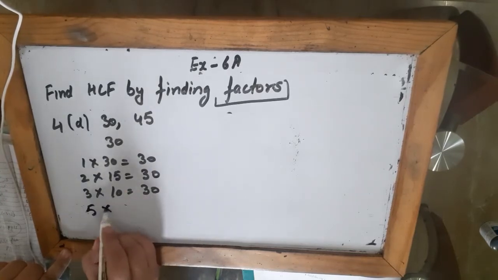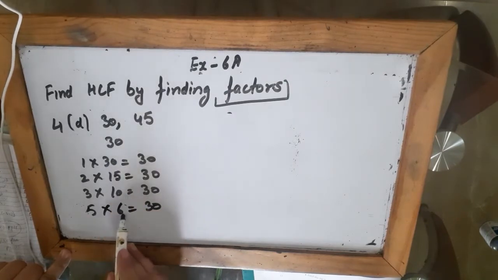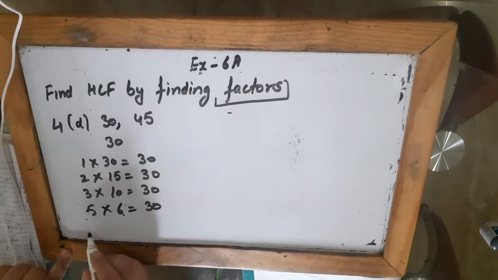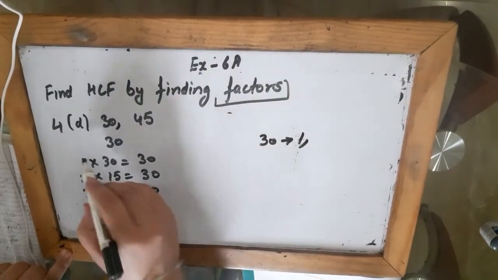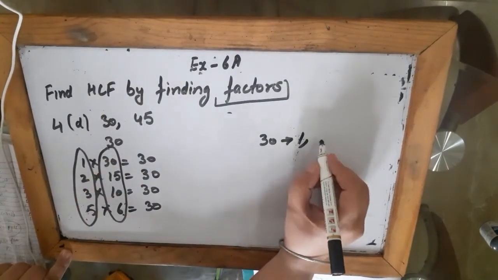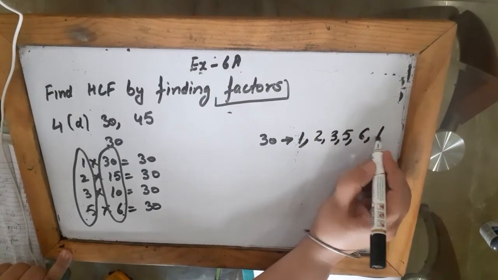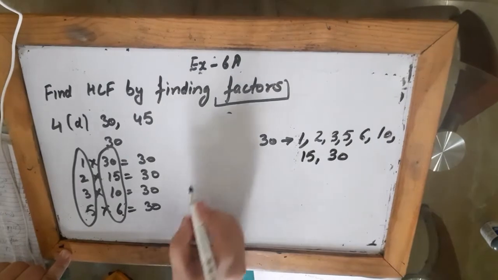Yes, 5 6s are 30. After 5 comes 6, and 6 is already there. 6 5s are 30. So it means I have listed all the factors of 30. So what are all the factors of 30? These are all the factors of 30: 1, 2, 3, 5, 6, 10, 15 and 30.